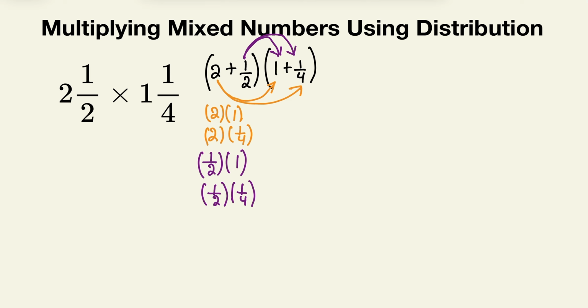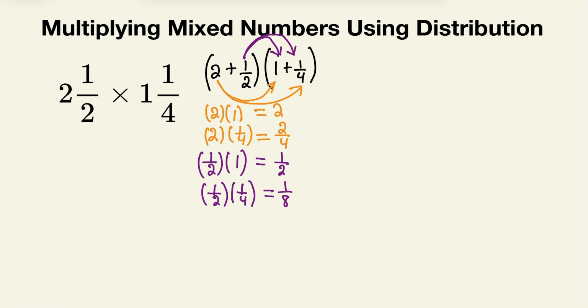2 times 1 is 2. 2 times 1/4 is 2/4. 1/2 times 1 is 1/2. And 1/2 times 1/4 is 1/8. So now our fourth step here is for us to simplify.